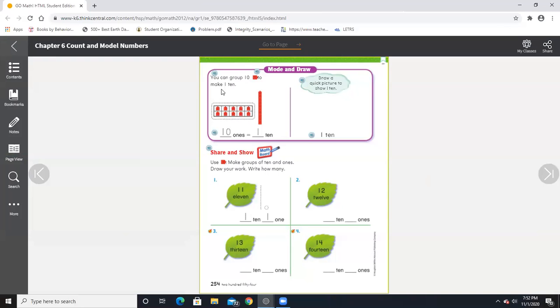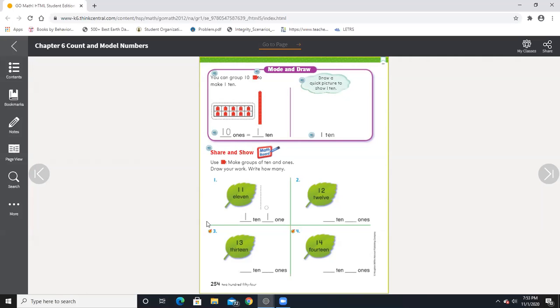We saw a group of 10 individual cubes put together that made a tower, or a group of 10. And this is what a group of 10 looks like. So 10 ones equals 1 ten. So of course, if we were to draw a quick picture, we said that that line represents a 10. So right here, you would just draw a line, and your line represents a 10.